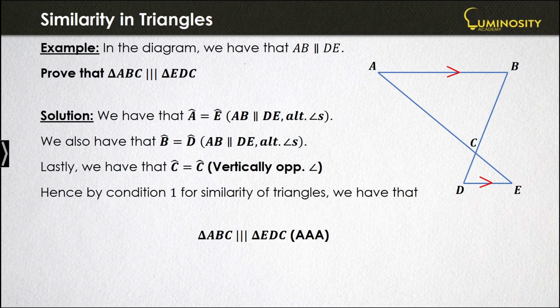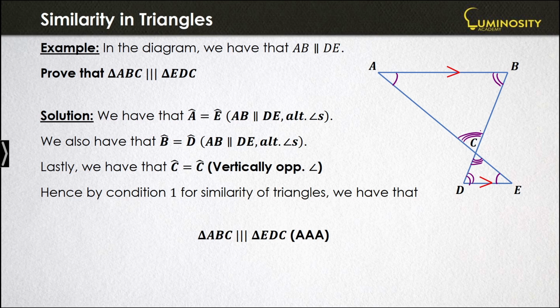Let's have a look at an example. In this diagram, we have that AB is parallel to DE, which is given information. We want to prove that triangle ABC is similar to triangle EDC. First, notice that angle A is equal to angle E because of parallel lines and alternate angles. Similarly, angle B equals angle D in that triangle, by the same reasoning: parallel lines and alternate angles are equal. Lastly, angle C in this triangle is the same as angle C in the bigger triangle, because vertically opposite angles are equal.